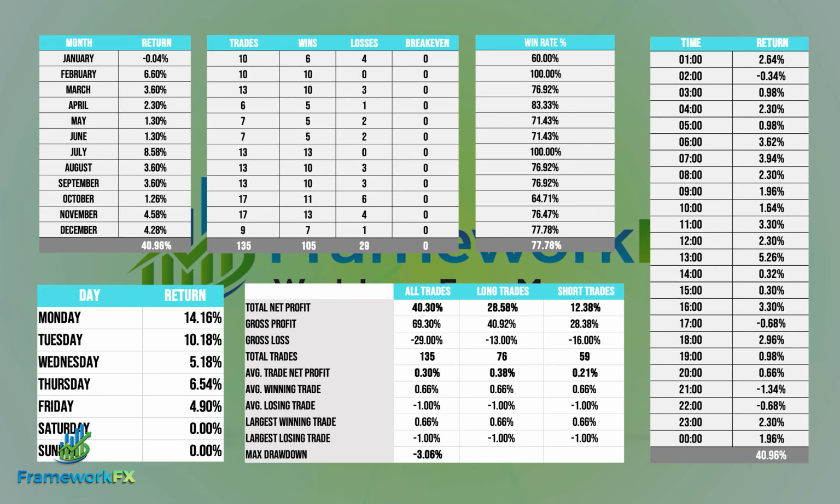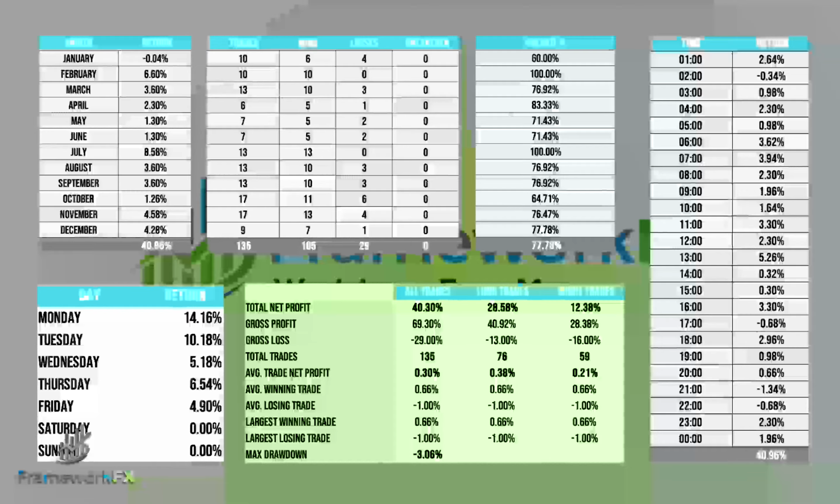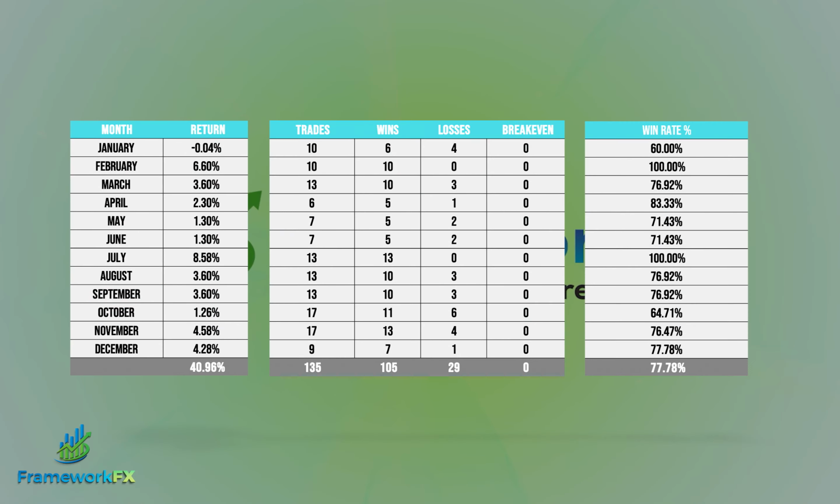So if we look over here, we look at the months first, and as you can see we only had one losing month. That was January, and let's be fair, it's not really a massive losing month. So let me just explain. I traded July 2020 through to December 2020, and then January 2021 through to June 2021. So it's literally the last 12 months from now. So yeah, as you can see, January 2021 was the only losing month.